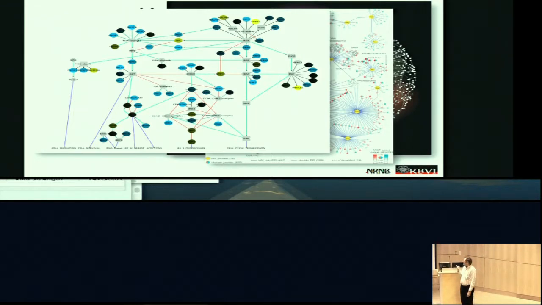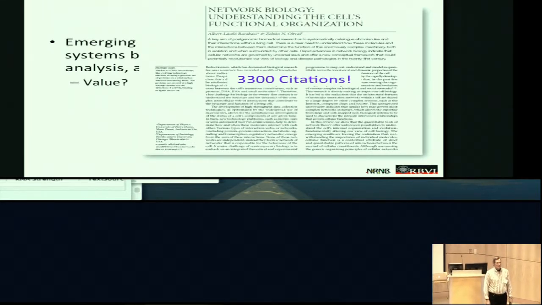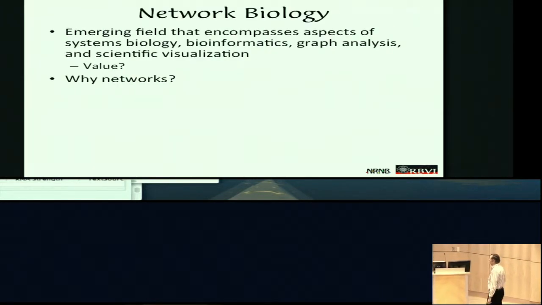This is one that we just heard about. This is the glioblastoma set from the cBio portal. And this came out as part of the TCGA, and we can map data of all different kinds onto this to explore cancers. So another way to measure this, this is the original Barabasi paper, over 3,000 citations. This is the Cytoscape paper, a tool, and it has over 3,000 citations. So people are using this. People are recognizing its value.